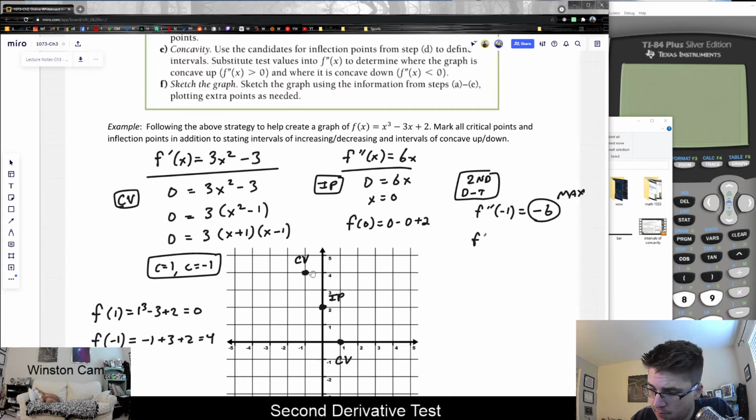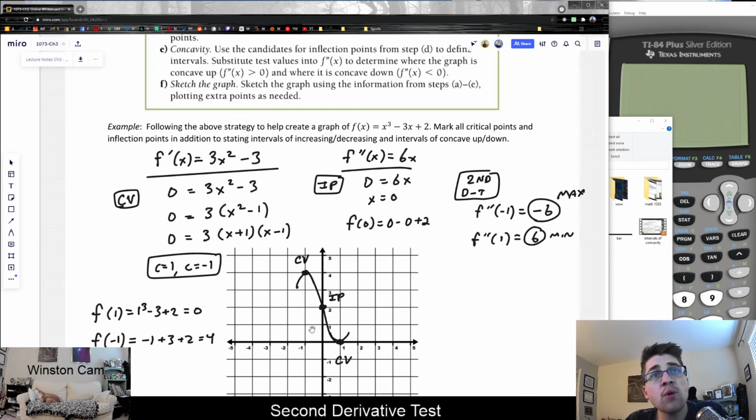And f double prime of +1 is just going to give me 6, which would indicate a minimum, which again would be right here. So what I know is that it's going to turn around like this, and it's going to turn around like that, because at those points we have relative mins and maxes. And I can guess that the inflection point is going to change from concave down to concave up in between. So I kind of have an idea that my curve looks something like this in between all of those points.